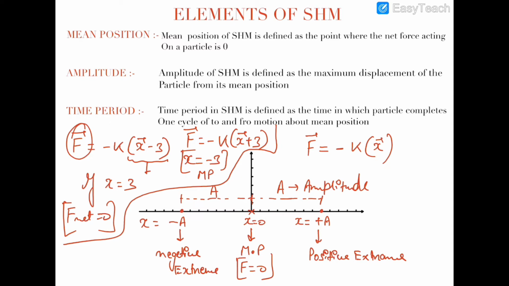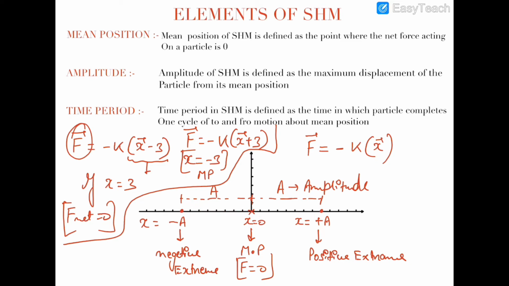Now the time period. Time period of SHM is the time in which the particle completes one cycle of to and fro motion about the mean position. So let us assume that the particle is starting from this point, and that the particle moves from this point to this point in some time. If the time taken by the particle to move from this point to this point is t, then the time taken by the particle to move from this point to this point would be t, the same. I would explain this in the later part. And therefore the time taken by the particle to move from this point to this point would again be t, and from this point to this point would again be t.